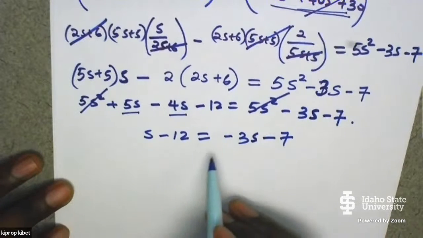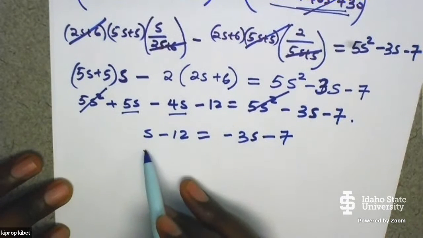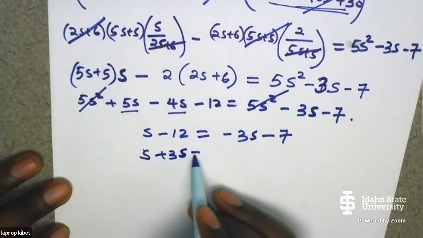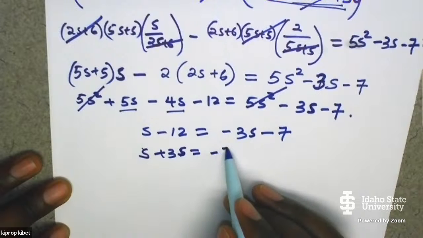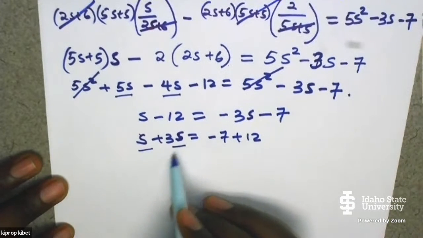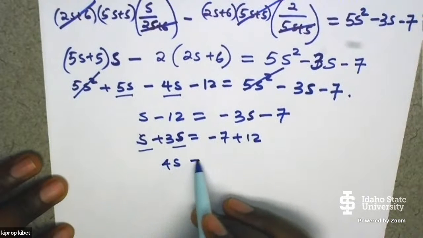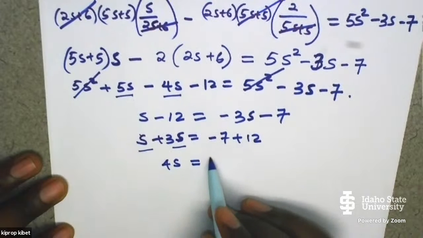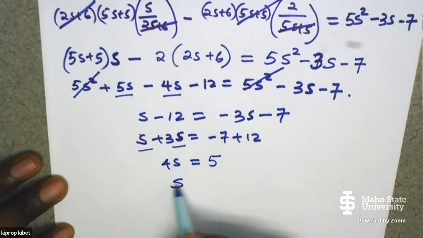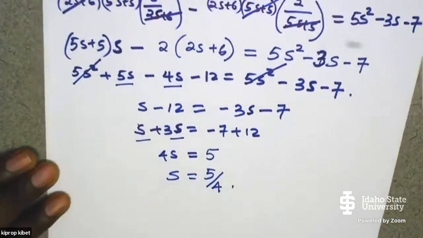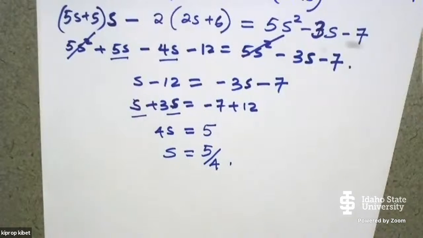So again, we collect the like terms. You can bring minus 3s here, you get s plus 3s. And then minus 7 plus 12. So this and that would be 4s equals 5. So our s equals 5 over 4. Our s equals 5 over 4. Any question?